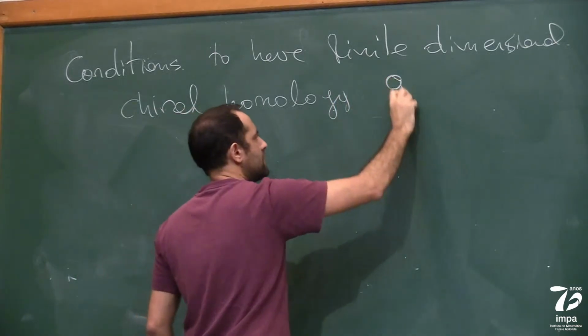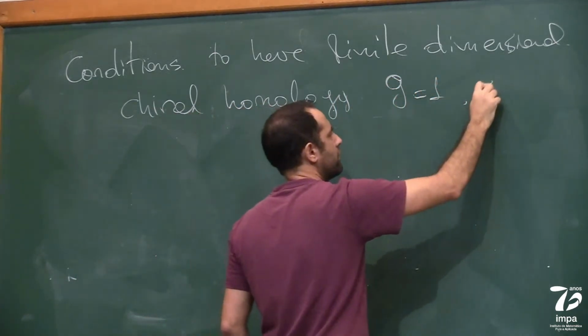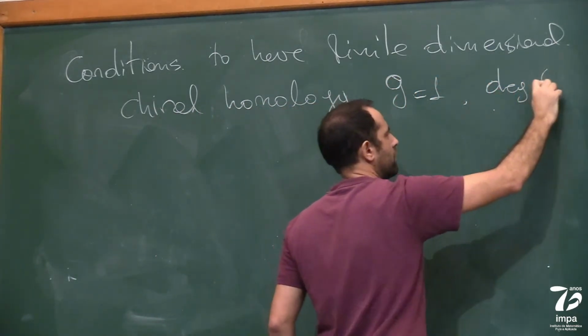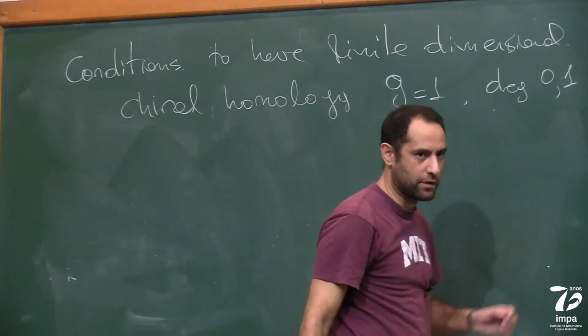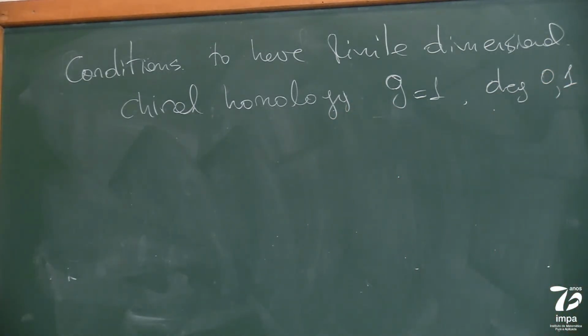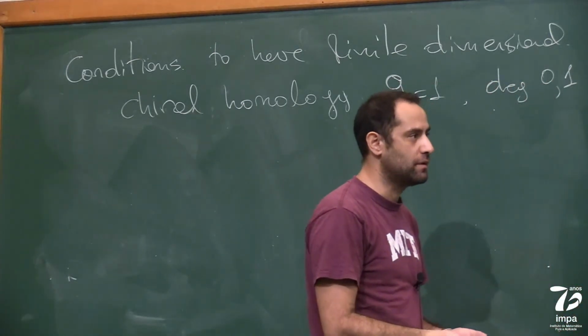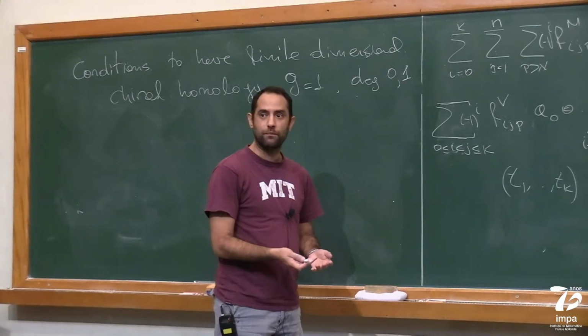So again, this is now genus 1 and degree 1. Degree 0 we already did, and degree 1 I want to start today. These are two different sets of limits that we're going to take. This is the classical limit. We're taking a filtration on V, and we're going to take the associated graded.